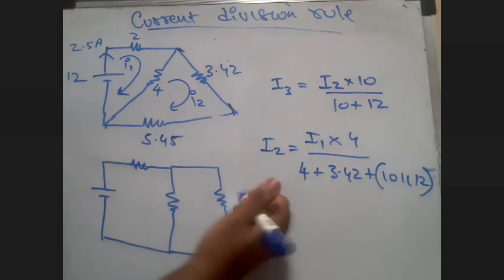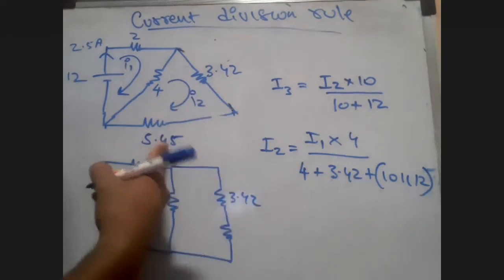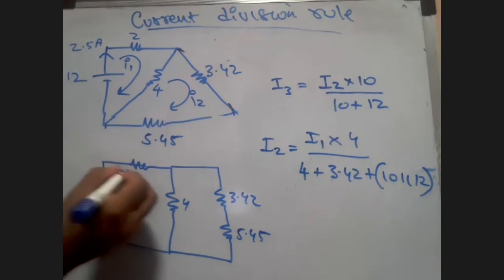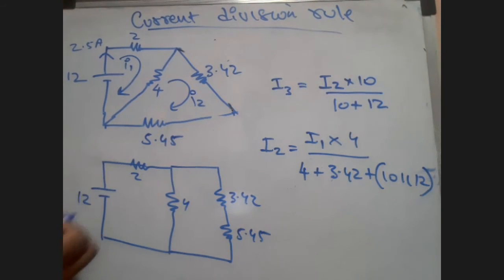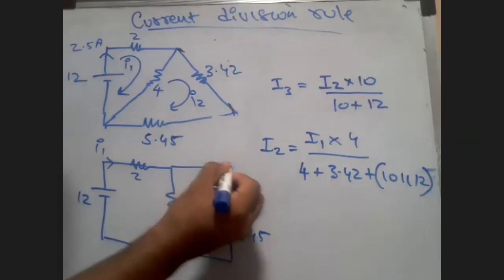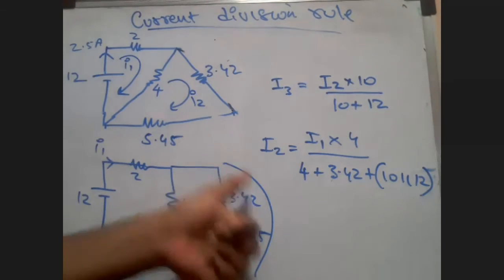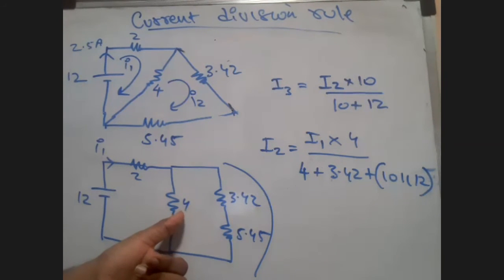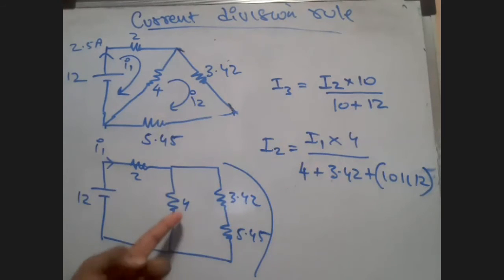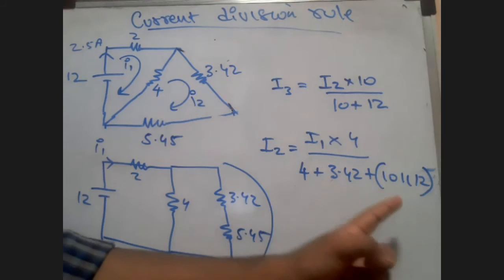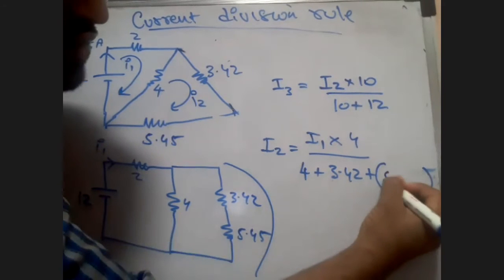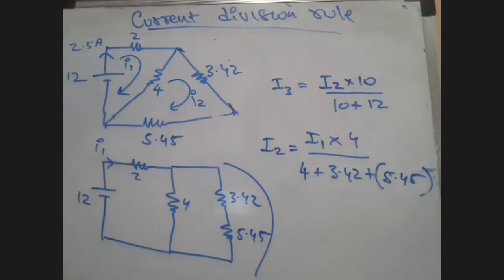So here is 3.42. Here 5.45 was here. Here 4 is here. Here 2 is here. 12 volts is here. Current passing here is I1, I said. I want to find out the current through this right now. So the current through this will be, opposite resistor 4, total current coming into these two branches I1, and 4 plus 3.42 plus 10 parallel with 12, that will give you 5.45. So I will write 5.45 here. Everyone understood?